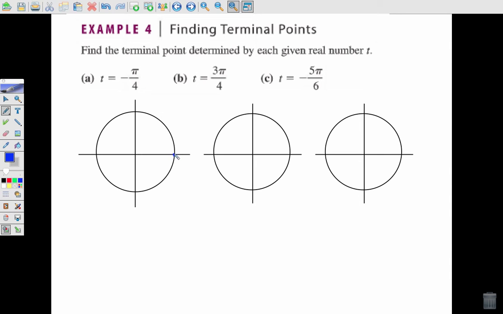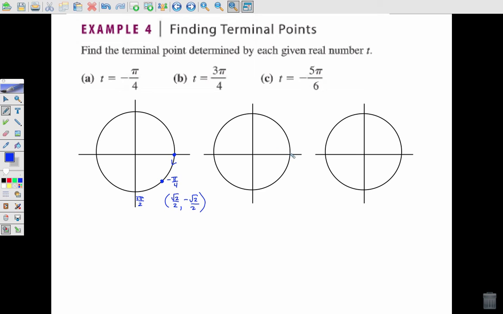So negative pi over 4. We always start from 1, 0. Negative means we're moving in the clockwise direction. And if we're moving pi over 4, that means we're halfway to 3 pi over 2. So this right here is negative pi over 4. And the terminal point, which you know by filling in your unit circle, is going to be root 2 over 2, comma negative root 2 over 2. So you want to reference your unit circle to find these values.